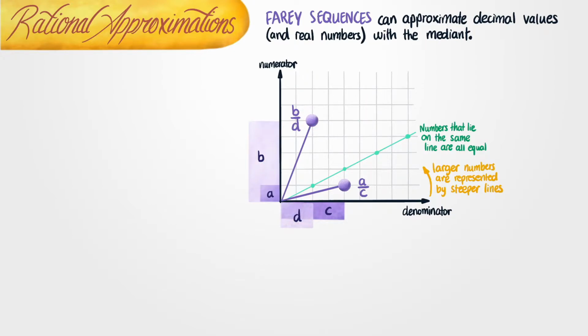Now I can finally tell you what the mediant is. To construct the mediant, all we need to do is to add up these two numbers to get the new numerator and to add up these two numbers to get the new denominator. So the new numerator is a plus b and the new denominator is c plus d. Now as you can see, this point is going to land right over here. So this is going to be the mediant.